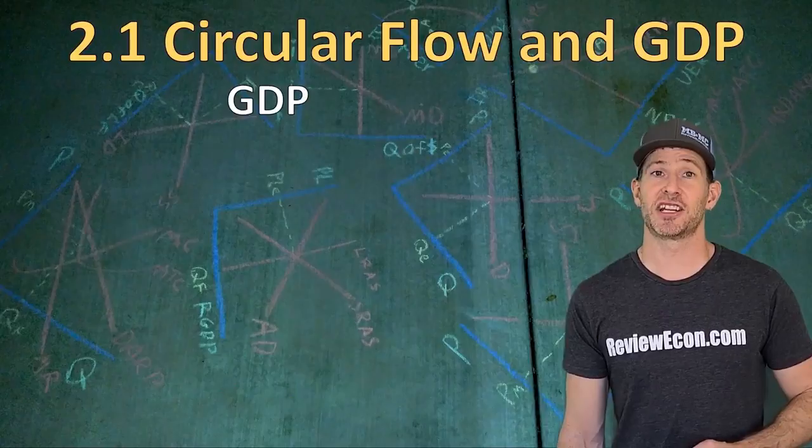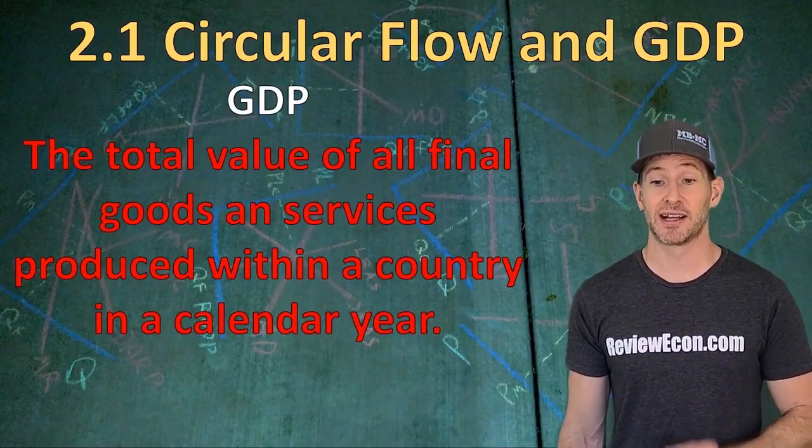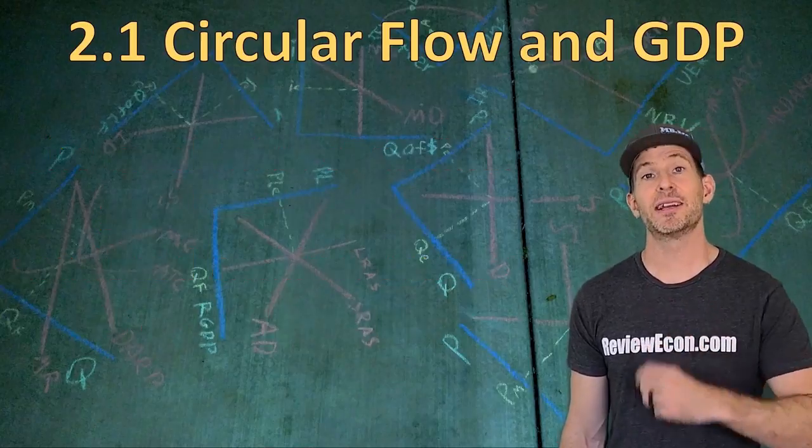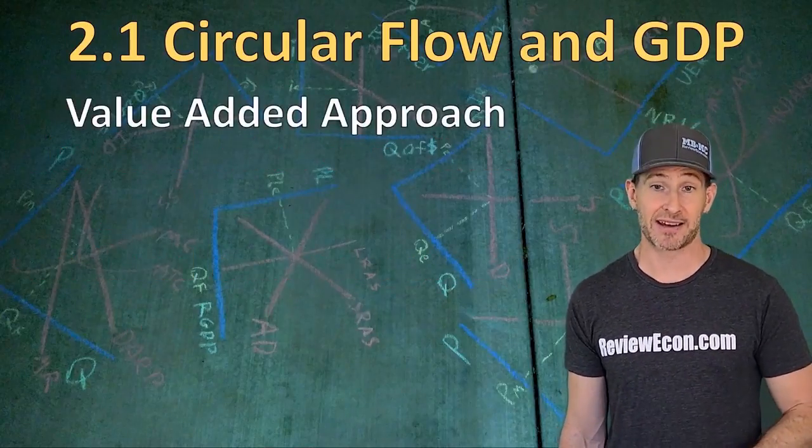Here's our definition of GDP. It is the total value of all final goods and services produced within a country in a calendar year. There are three methods for calculating GDP that you need to know. The first one is called the value-added approach.